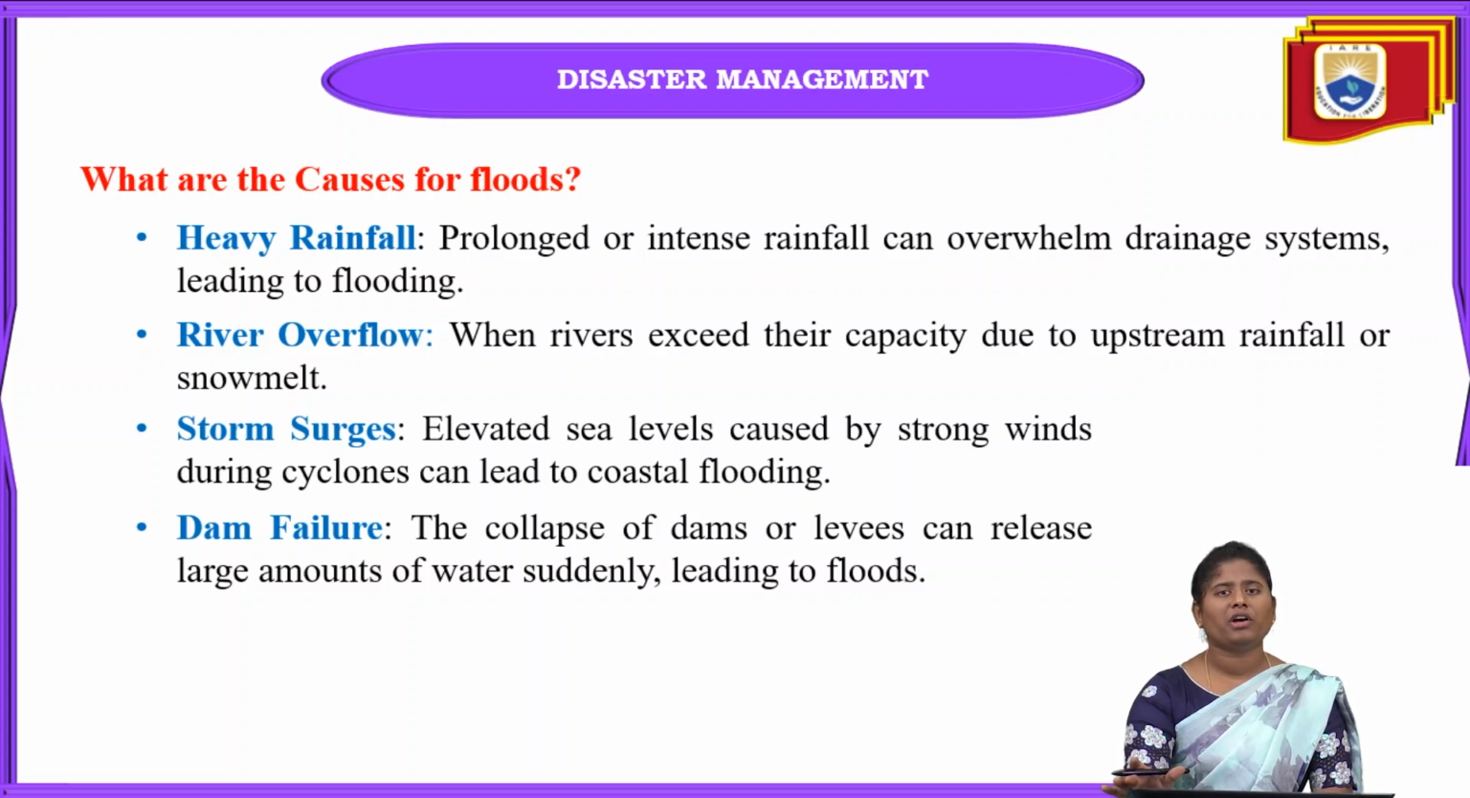And next one is river overflow. When rivers exceed their capacity due to upstream rainfall, heavy rainfall or snow melt, there will be river overflow, and that can also cause these floods. Next one is storm surges. In storm surges there are elevated sea levels caused by strong wind, which can lead towards coastal flooding. During cyclones we can see this type of storm surges.